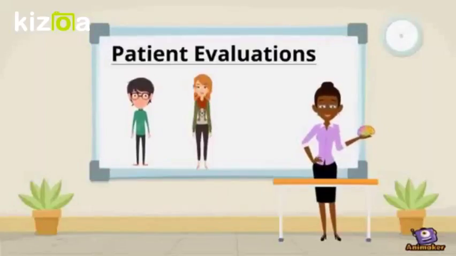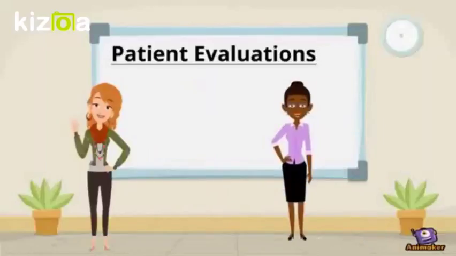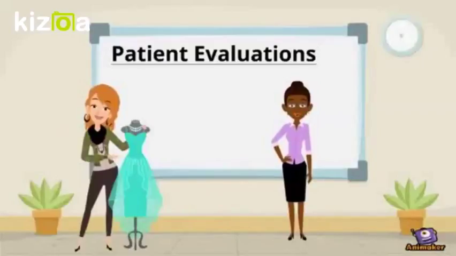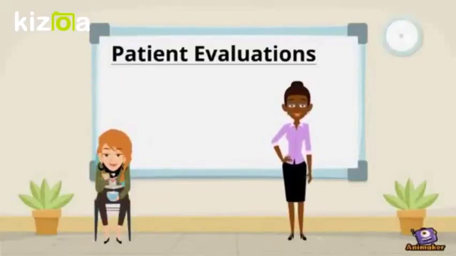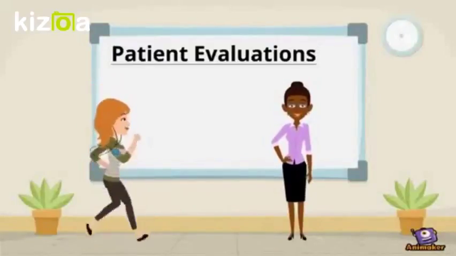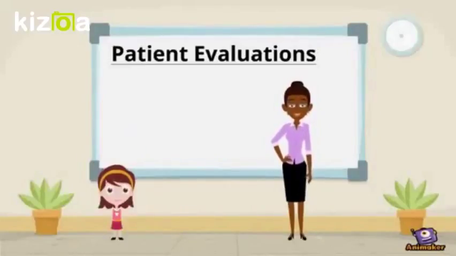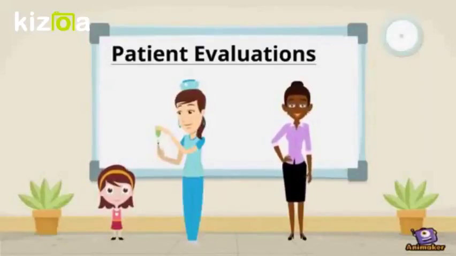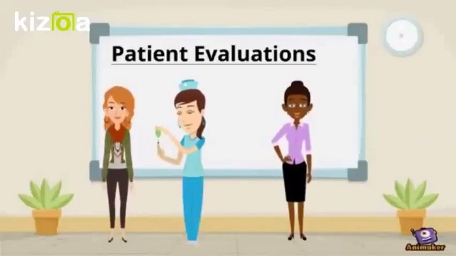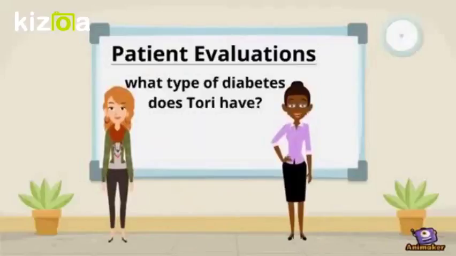Let's move on to some patient evaluations. This is Tori. She's 25 years old. She's a fashion designer. Tori has always been a very healthy person. She eats the right foods, and she exercises daily. When Tori was 5, she was diagnosed with diabetes and started to take insulin injections. Ever since then, Tori has taken 1 insulin shot per day, more if more insulin is needed, and has tested her blood sugar twice a day.